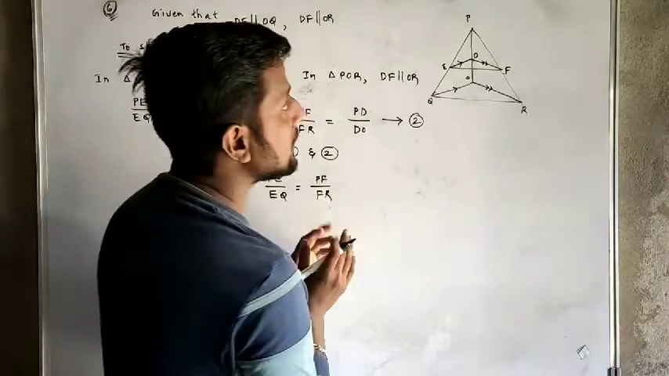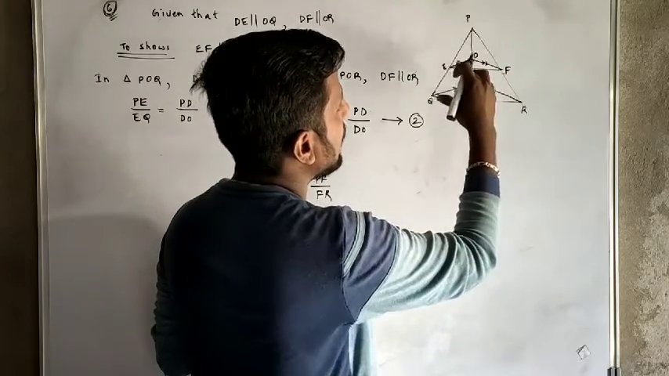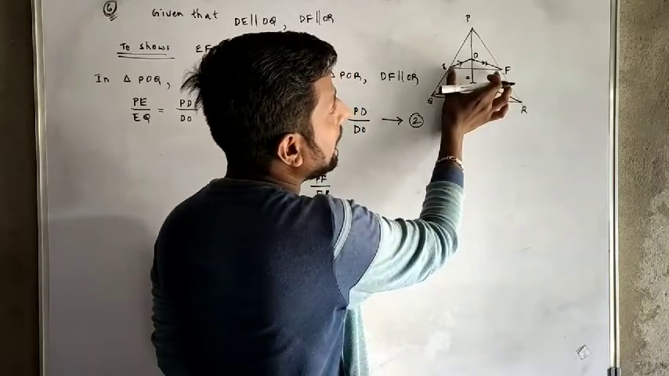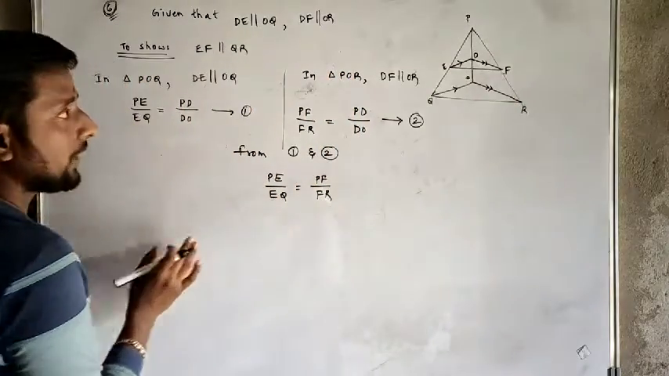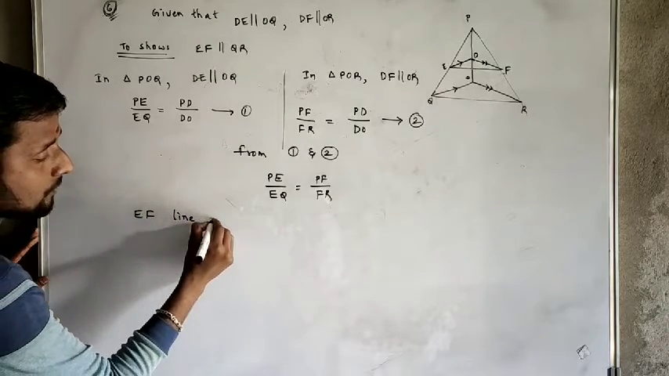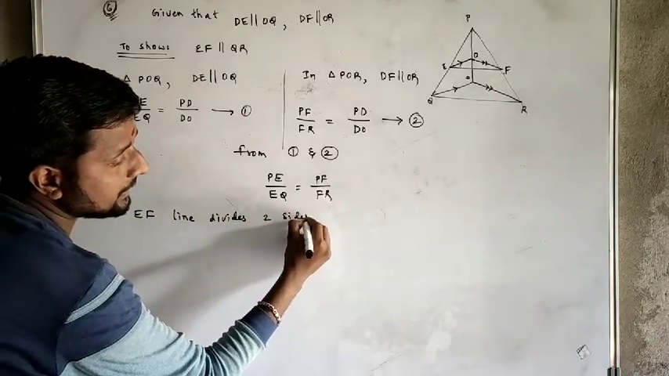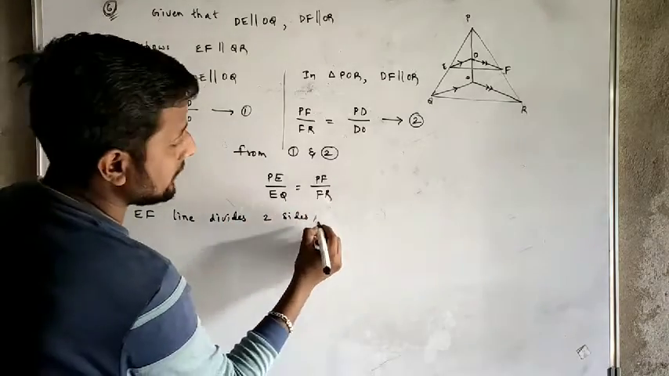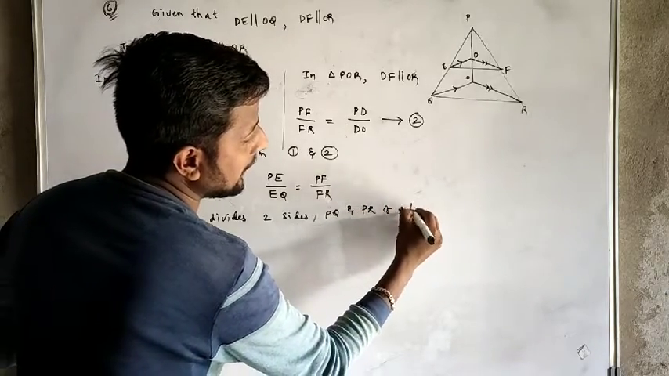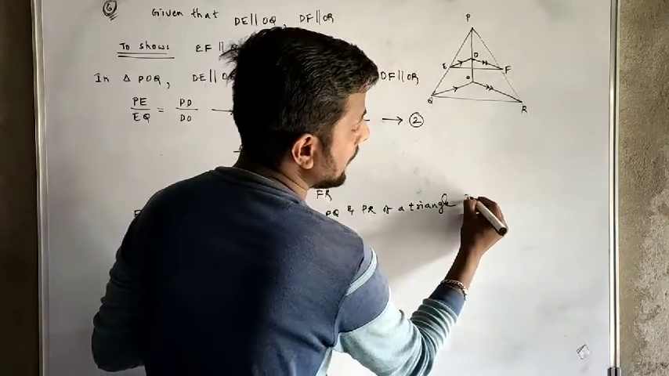Correct? Look at PE by EQ, PF by FR. But look at here, EF is a line, am I right? So what happened? EF line divides two sides PQ and PR of a triangle in the same ratio.